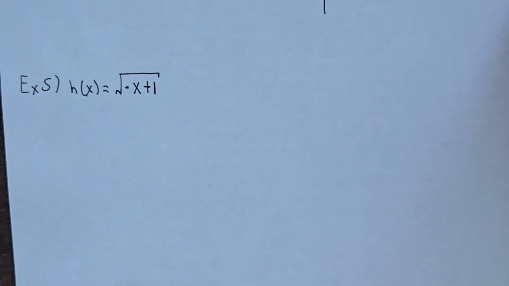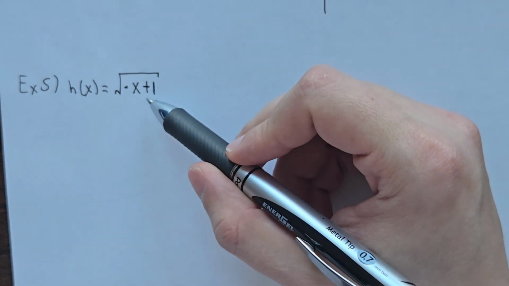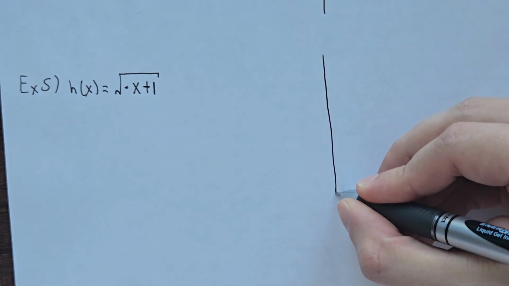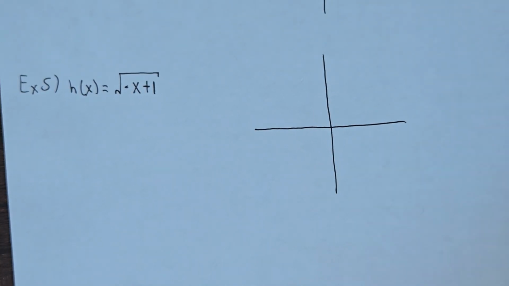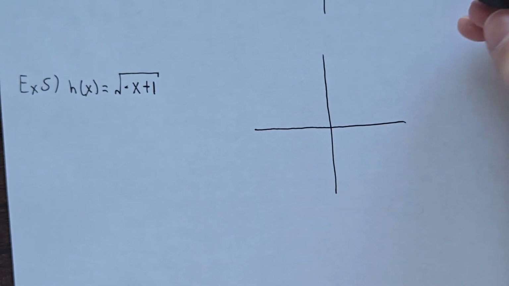So if we're looking at example 5, we might notice that there are multiple different kinds of transformations taking place here. Not only do we have a negative, but we also have this plus 1 right here. Because we have multiple transformations taking place, we're going to want to make sure that we account for both of them and do it in the correct order.